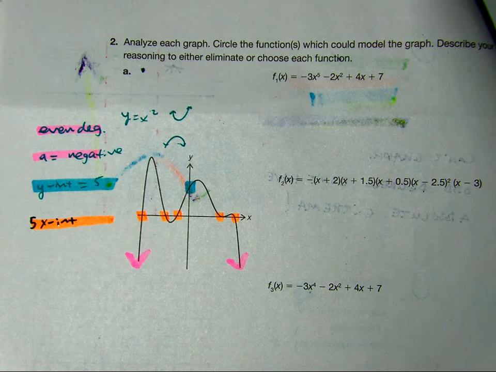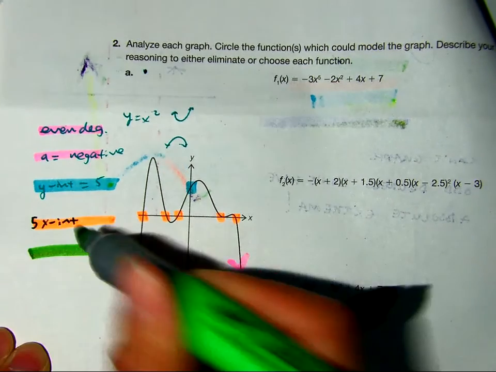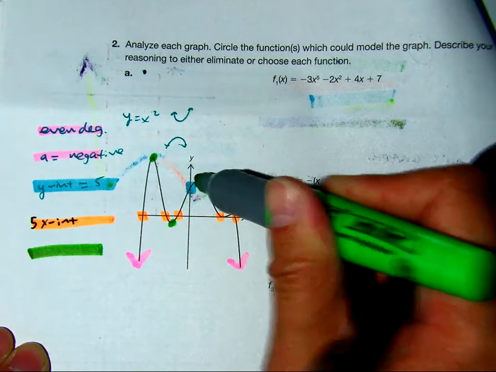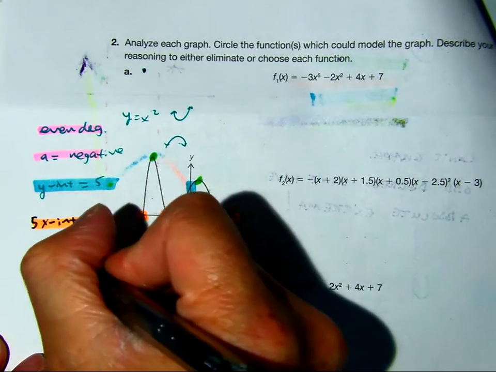Possibly. And then the last clue is the number of extrema. Count the number of extrema. Ready, set, go. So we have 5 extrema.